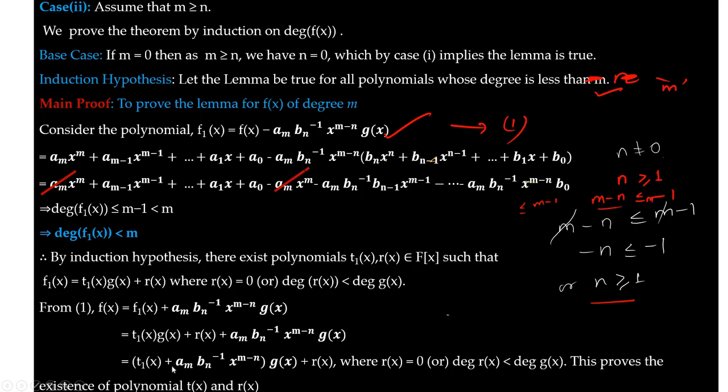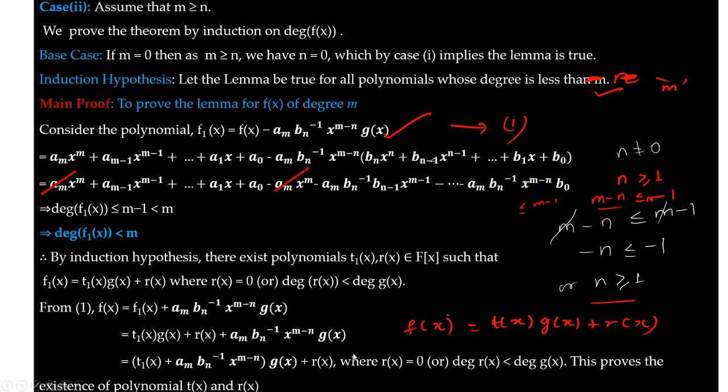So you have t1 of x plus a m b n inverse x power m minus n, g of x plus r of x, where r of x is 0 or degree of r of x is less than degree of g of x. Now the whole lot you can take it as some t of x, so that you have your f of x equal to t of x, g of x plus r of x. So in this case we have established our division algorithm.